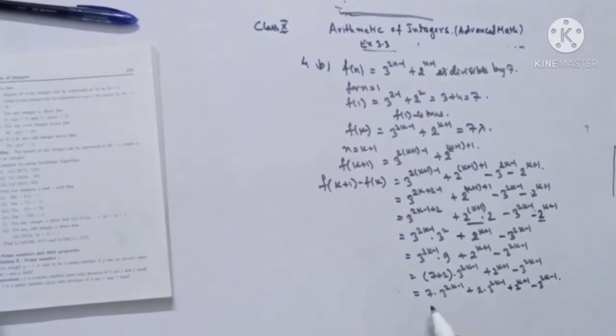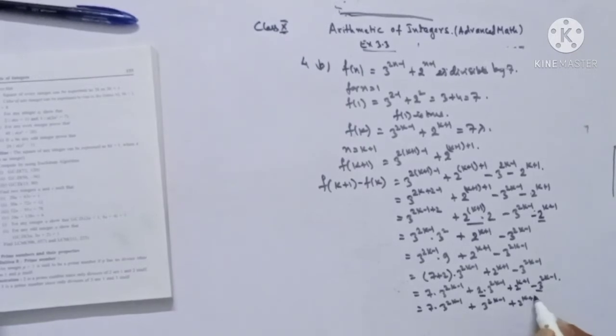Now again, this is equal to 7 into 3 to the power of 2k minus 1. This and this will be 2 minus 1, 1. So this will be 3 to the power of 2k minus 1 plus 2 to the power of k plus 1.